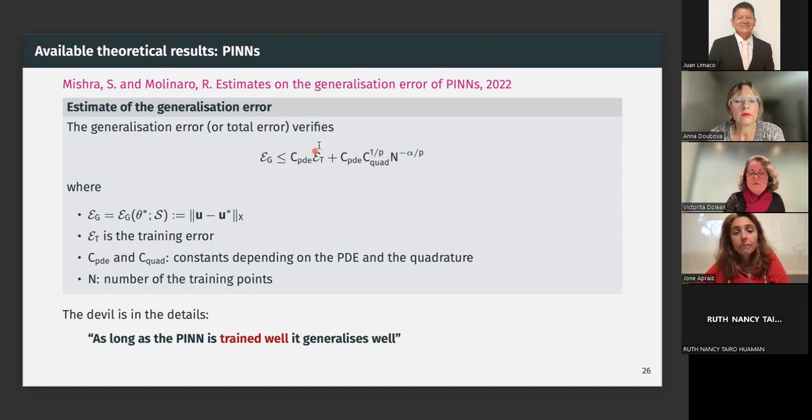These two constants here depend on the PDE and on the quadrature, and with the quadrature you can control this term here. That means if you choose a high precision and a big N and so on, this goes to 0, but you cannot control this training error. That means if you optimize the loss function, it's very difficult to control this. So they said, okay, as long as the PINN is trained well, it generalizes well, which means all the nasty details are there.